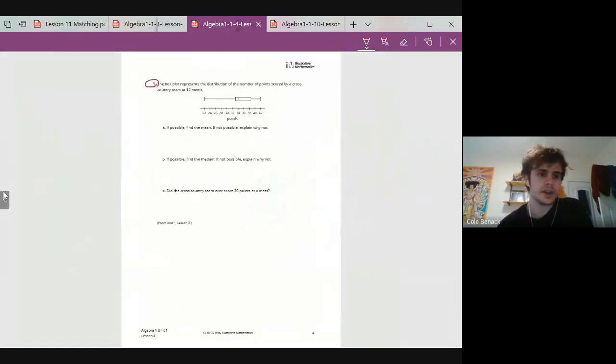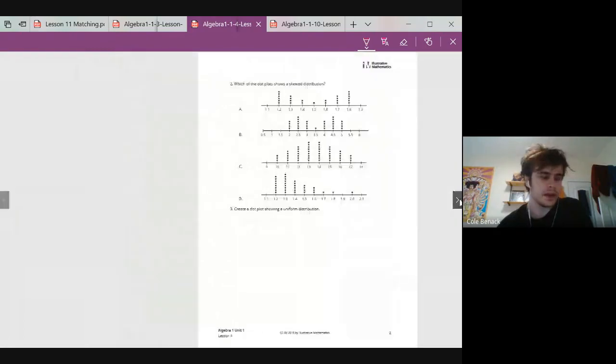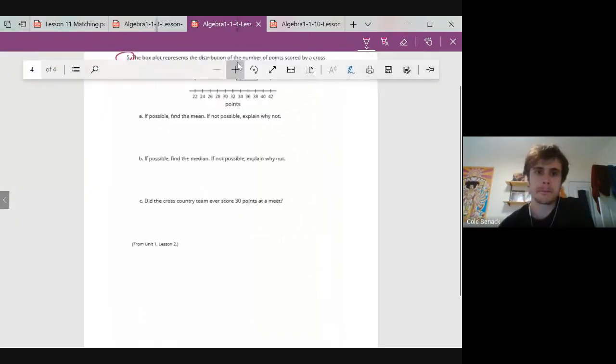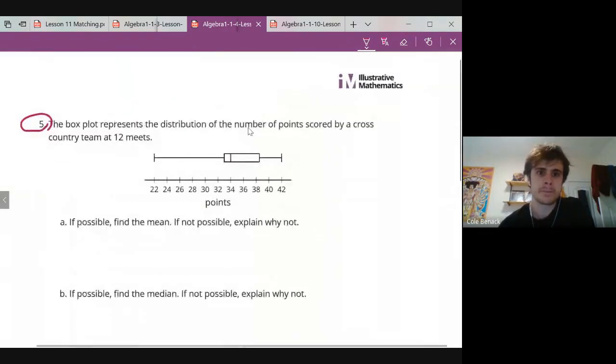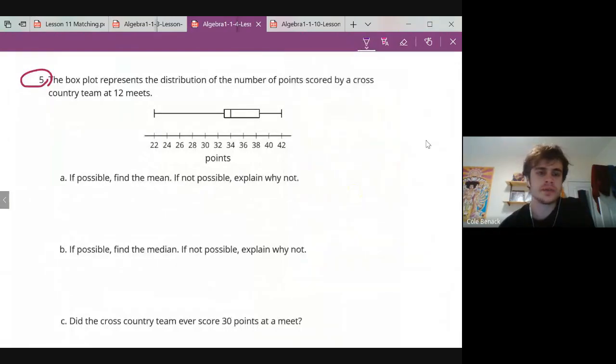All right, this was lesson 4, I believe. I don't think I took anything from lesson 5, right? Lesson 4. Okay, so just number 5 here. All right, let's pick a different color. Let's go with a nice indigo.